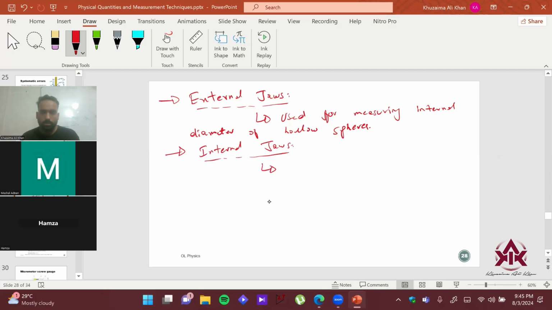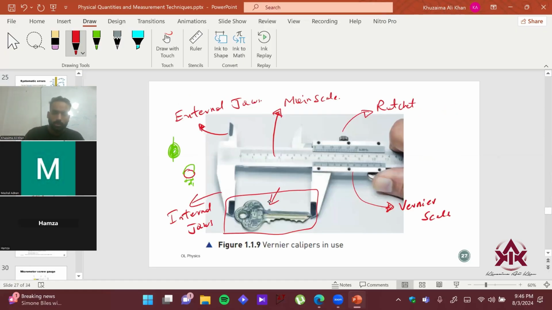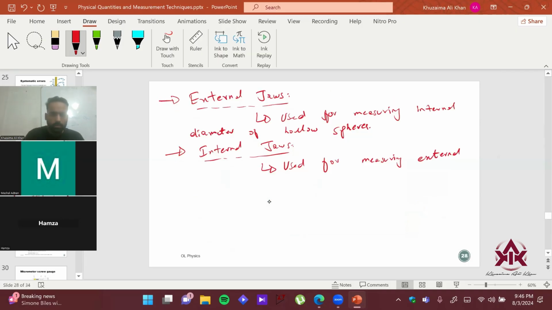So they are basically used for measuring external. Don't confuse with the names. ठीक है, internal का मतलब external, external मतलब internal. ठीक है, so external मतलब थोड़े it basically at the top, right? It's just the name convention. Or you can just name it top jaws, bottom jaws, whatever suits you. So conventionally, book wise, it's basically named like this. ठीक है, I hope it makes sense. Used for measuring external diameter of spheres or objects.